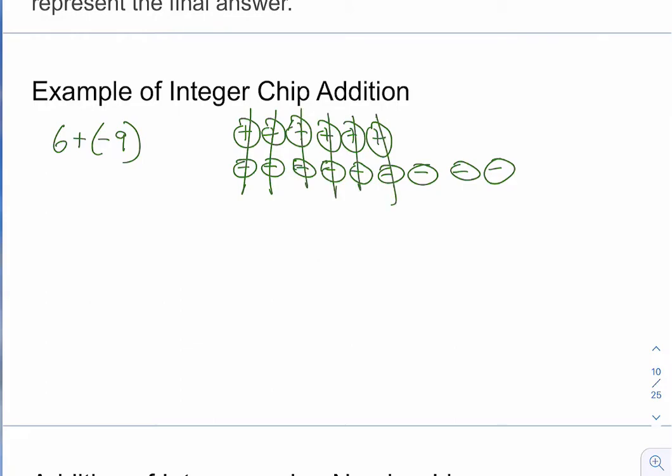All the zero pairs I have. Okay, I can't cross these guys out because that doesn't create a zero pair. So now that I have all the zero pairs canceled out, whatever chips are remaining, I count those up and that is my answer. So I have 1, 2, 3. So this equals negative 3. Now, why is it a negative 3, not a positive? It's a negative 3 because each of these here are negative chips. So then the answer is negative.